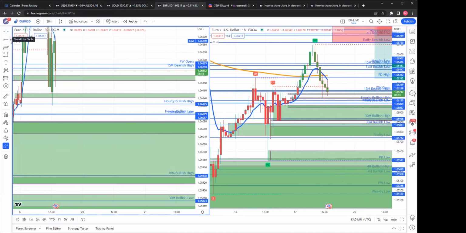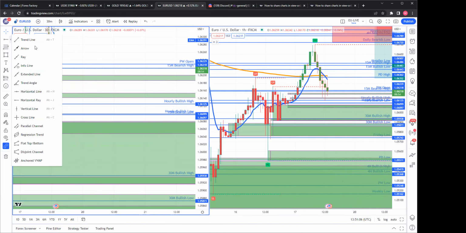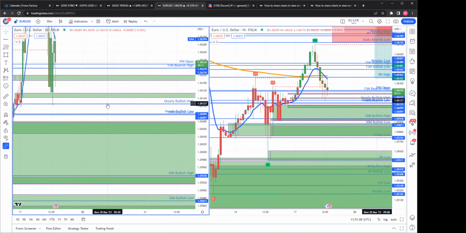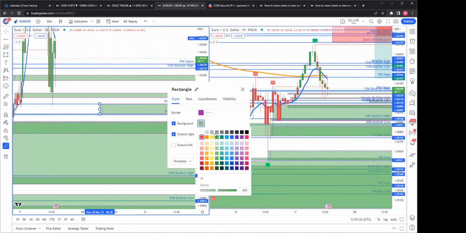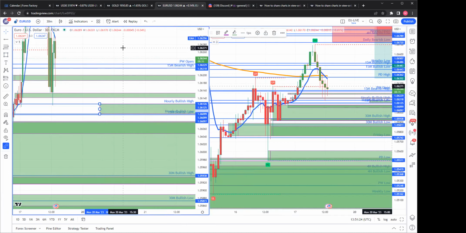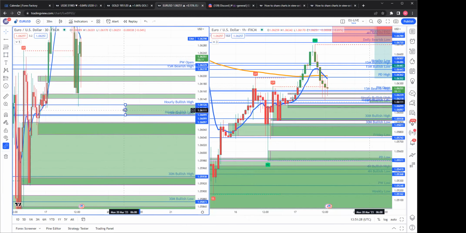So what I'll do here, where is that tool? Oh, okay. I'll encompass this. I'll frame this in here. Turn this into green. So this is an hourly area for me, and you can see it rejected exactly from the hourly bullish high and shot back up.